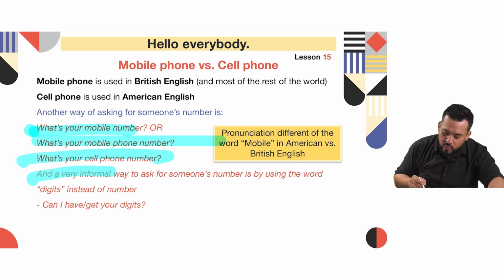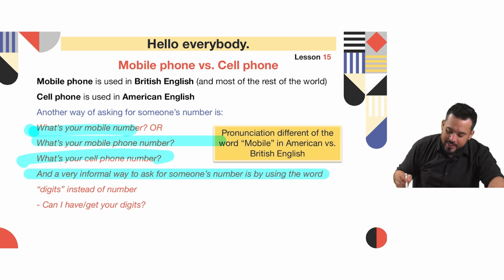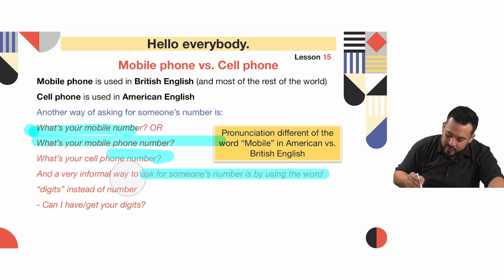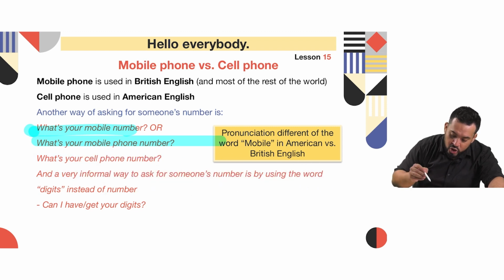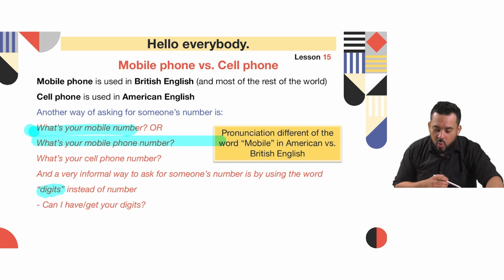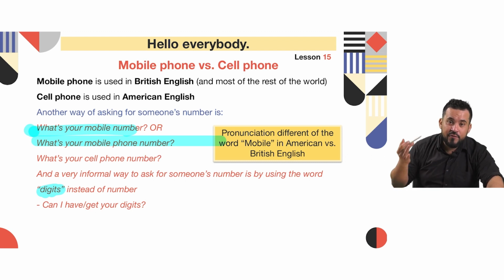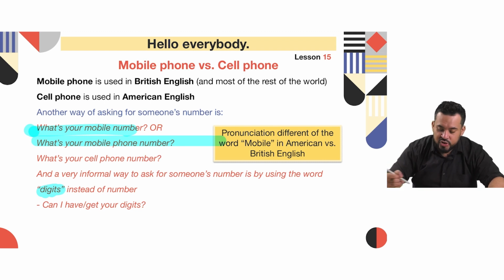And a very informal way to ask for someone's phone number is by using digits instead of number. This is slang. Digits is slang for number. So you say, can I have your digits? Or what are your digits? Can I have your digits? This is slang, street talk, very informal.